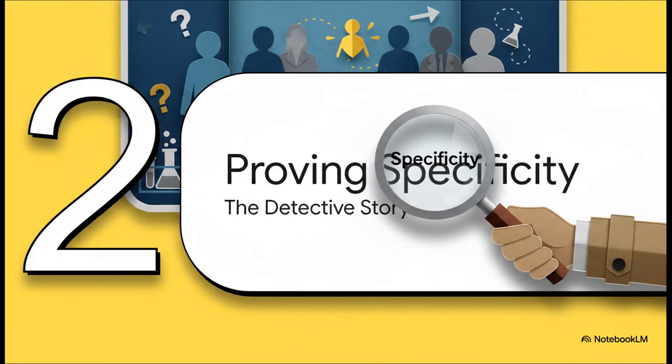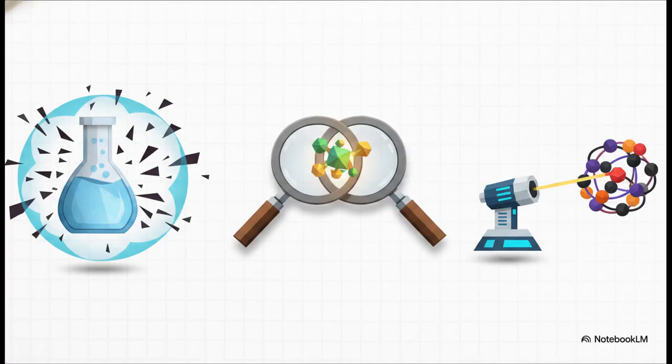Moving on to Section 2, Proving Specificity and Selectivity, the detective story. Think of our analytical procedure as a detective. It has to correctly identify the true analyte while completely ignoring all the other suspects hanging around in the room. So, how exactly do we prove our test isn't easily fooled? Well, we have a few strategic options.